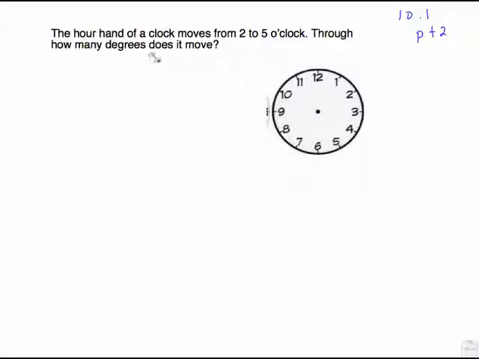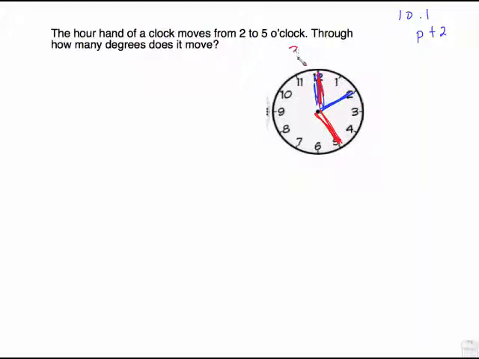So this says the hour hand of a clock moves from 2 to 5 o'clock. Through how many degrees does it move? Well, a 2 o'clock picture looks like this, and a 5 o'clock picture looks like this. So the angle we're actually trying to look at is the angle made by the blue and the red right here. Well, do you know anything about a circle?